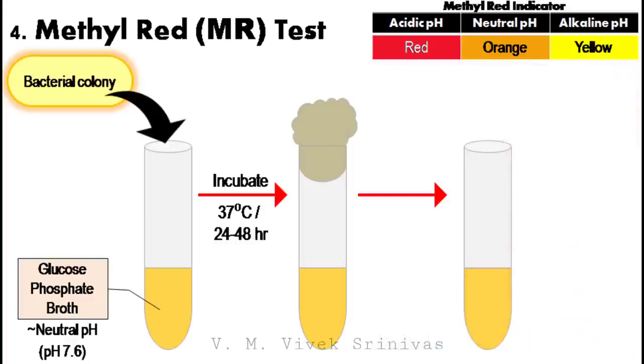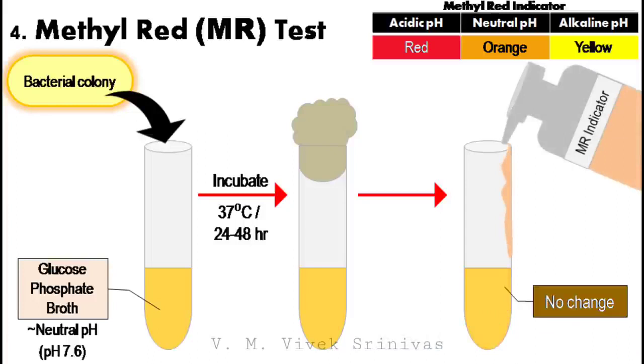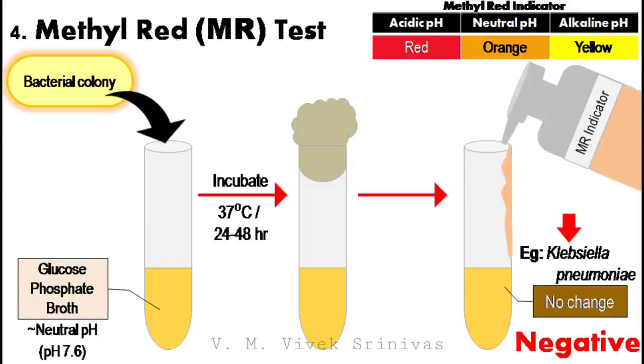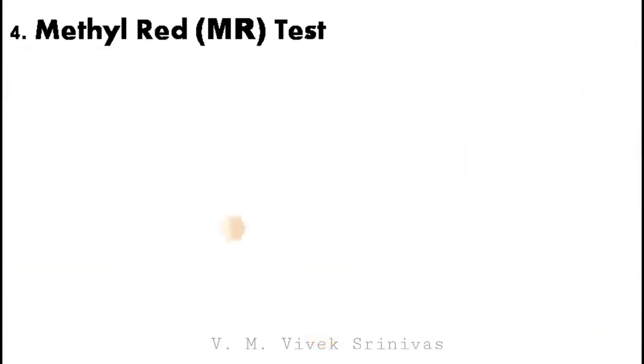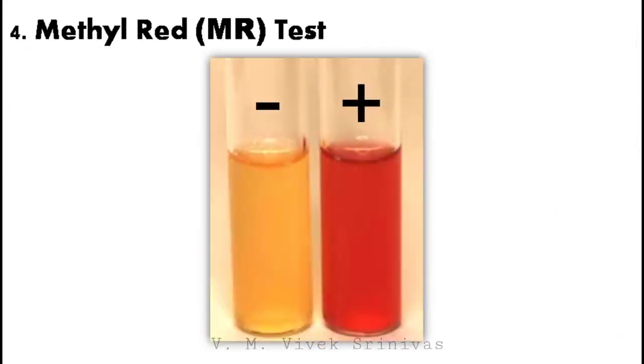In contrast, following addition of the methyl red indicator, if there is no color change, this indicates the test is negative for the MR test. The example, the Klebsiella pneumoniae bacterial organism, is negative for the MR test. This is the procedure for the methyl red test. This is the photograph showing the positive and the negative test result of the methyl red test.